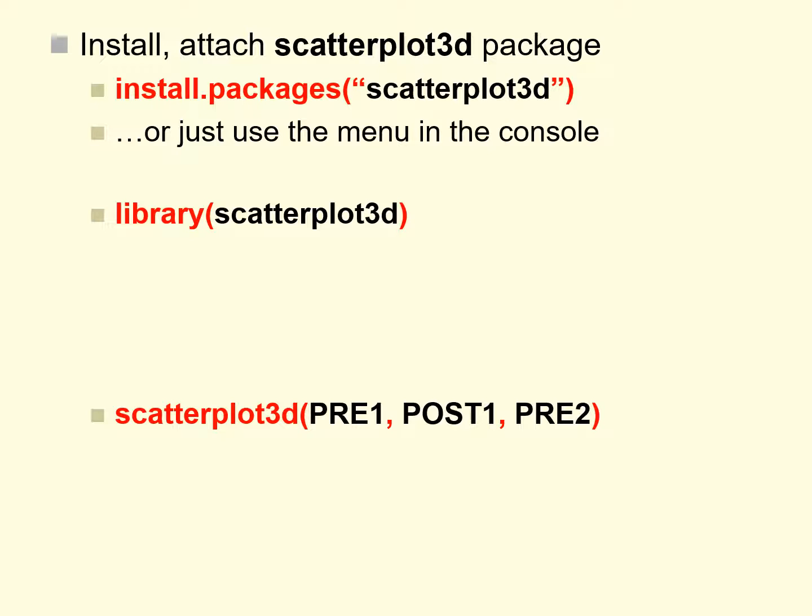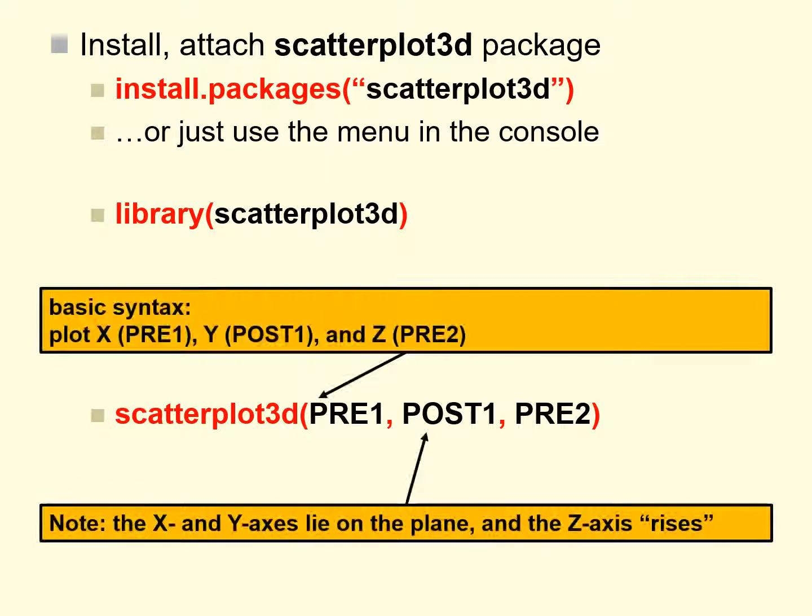Once you've got scatterplot3d in your library, you have to use the function library(scatterplot3d) to pull it down off the shelf so that you can use it. And then you can type in the function scatterplot3d and give it your three variables, in this case, pre1, post1, and pre2. So the basic syntax here is you're just using the function scatterplot3d and you're giving it three arguments, one for the x-axis variable, one for the y-axis variable, and one for the z-axis variable. The only tricky thing here is that the way scatterplot3d is set up, the x and y axes lie on a plane and the z-axis rises up from that plane, which is just the way it is set up.